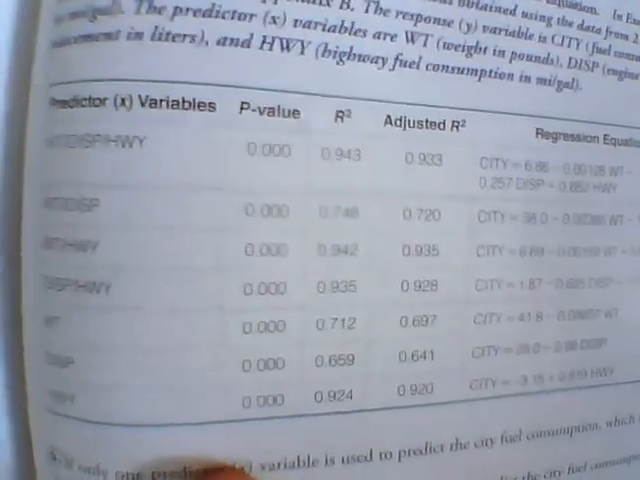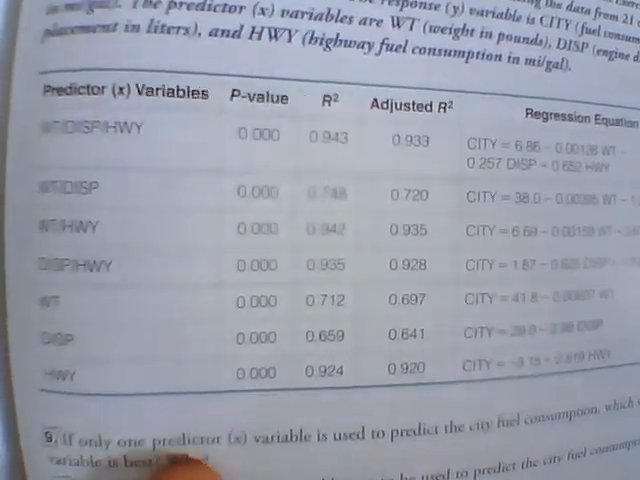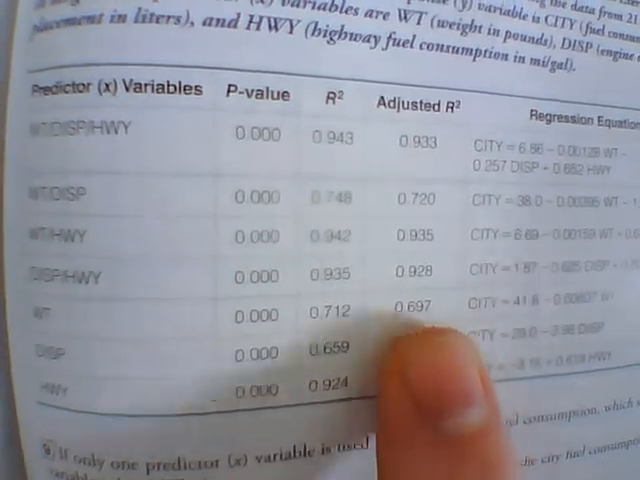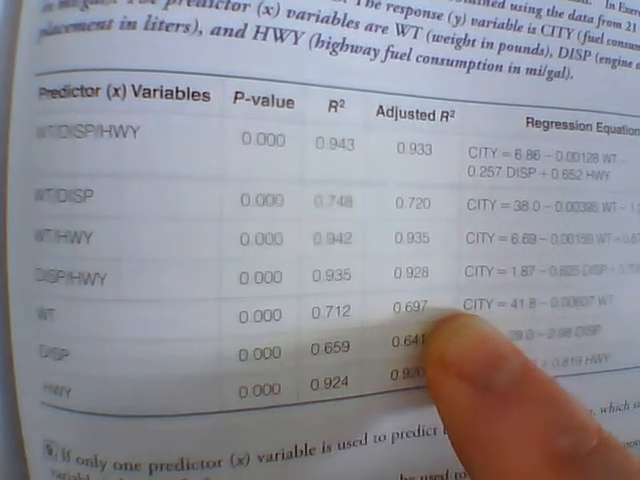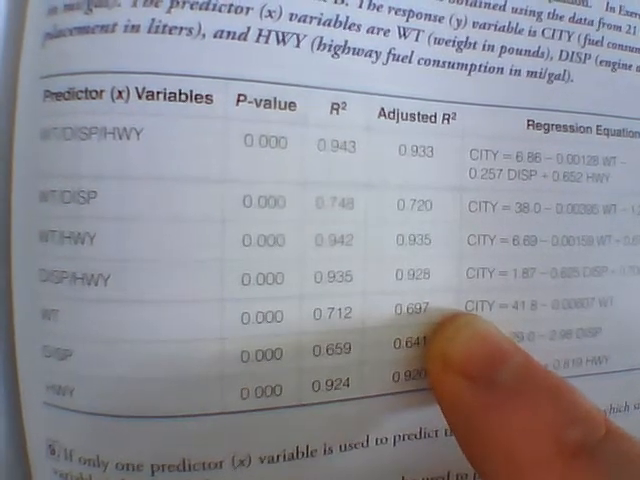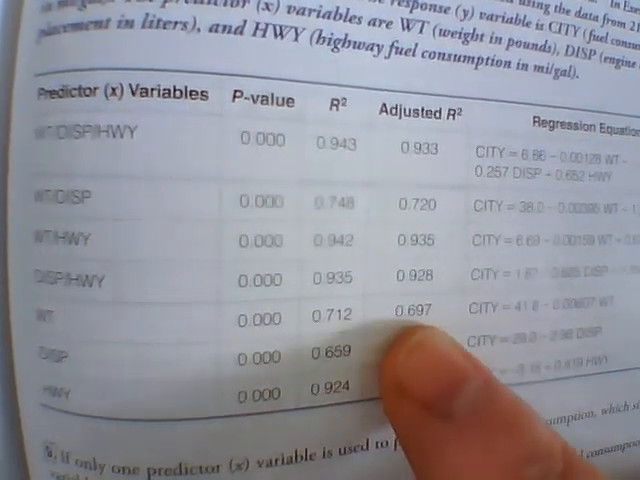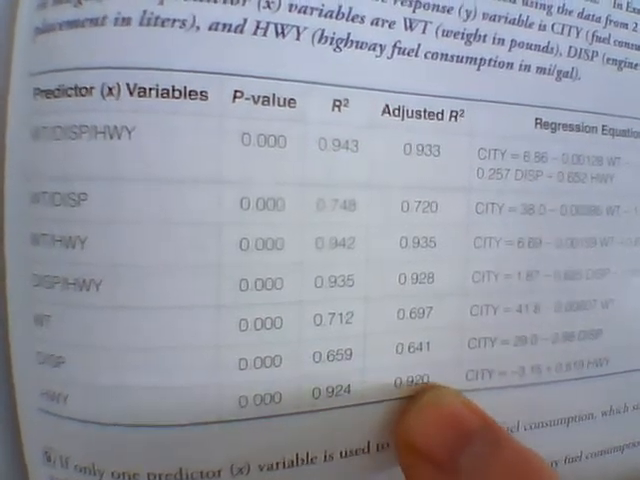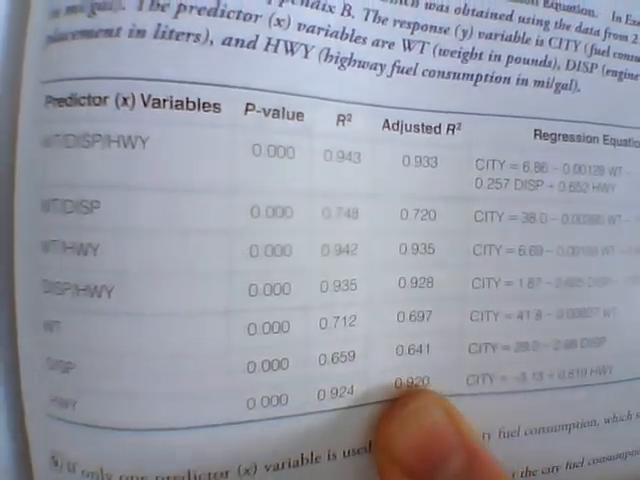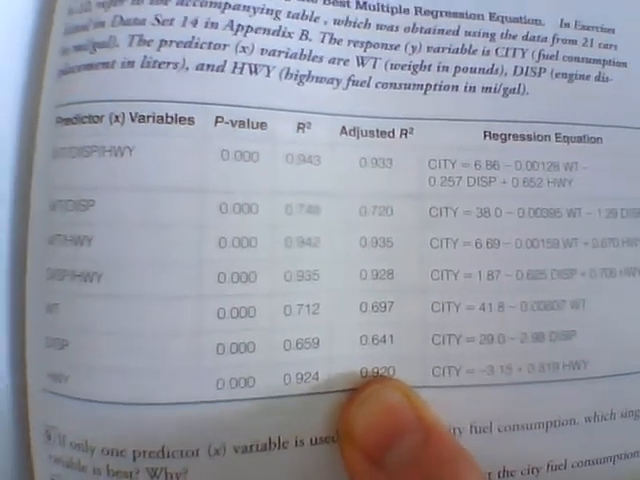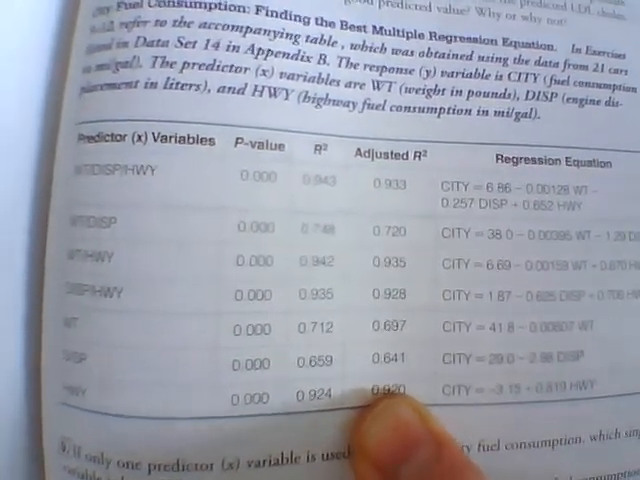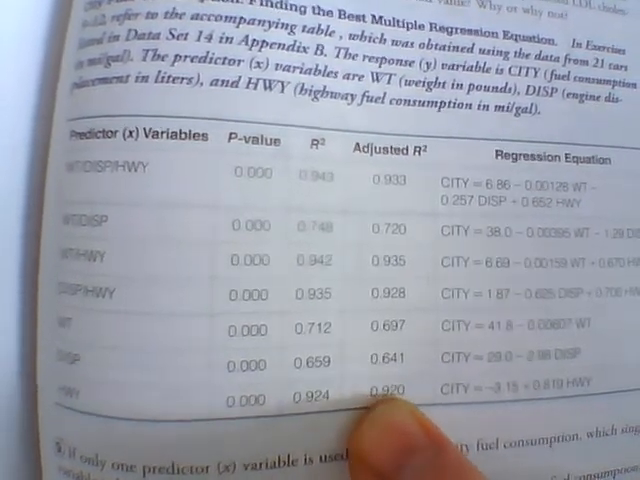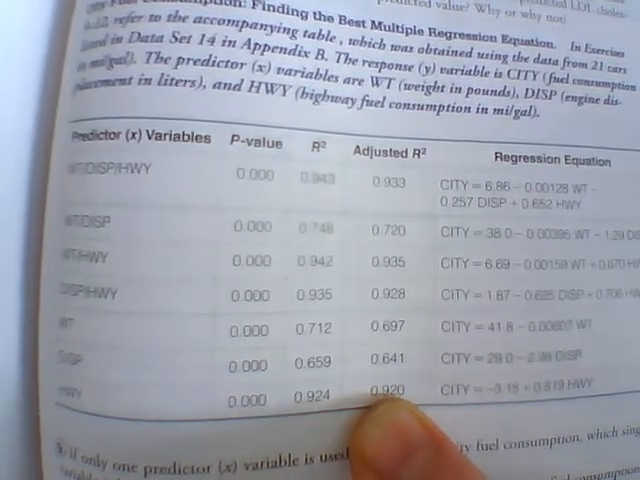So if we consider what's happening here in number 9, it says if only one predictor were used. If we look at our bottom three right here, we look at our adjusted R-squared value. Our adjusted R-squared values are 0.697, 0.641, and then 0.920. 0.920 is the highest, so if we were to consider any one factor in this, we would consider highway to be our best indicator of what city mileage would be.